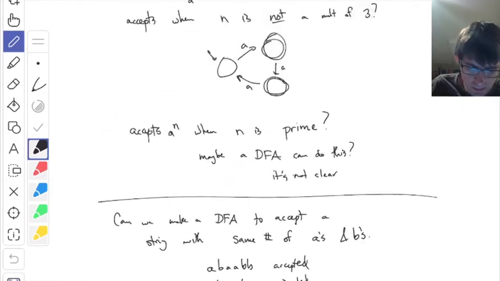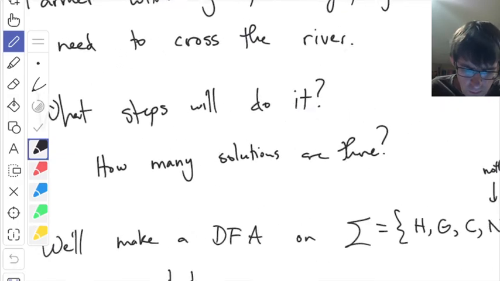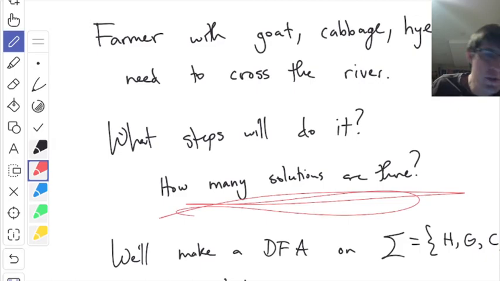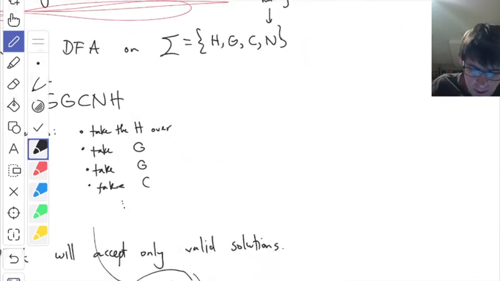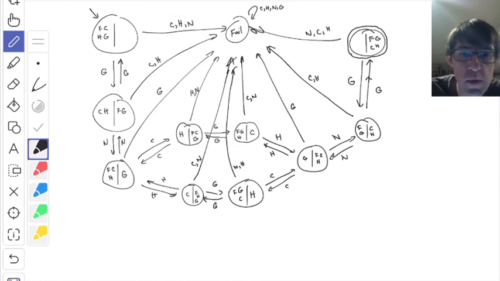Oh yeah, so what are the steps which will lead to a correct solution of this problem? And a more interesting question, how many solutions are there? Is there only one way to get to the answer, or is there more than one way to correctly solve the puzzle? What would you say? There's more than one way. Yeah, how can you tell based on the diagram? Because there's multiple paths that you can take that end up at the final state.